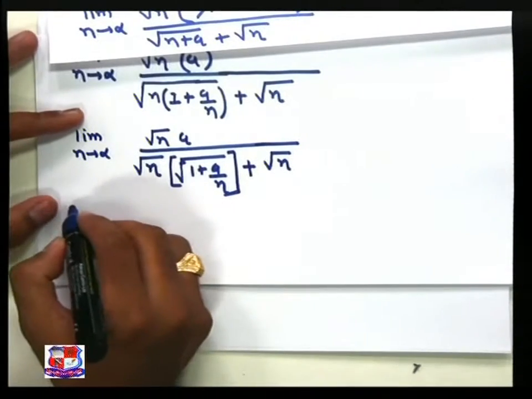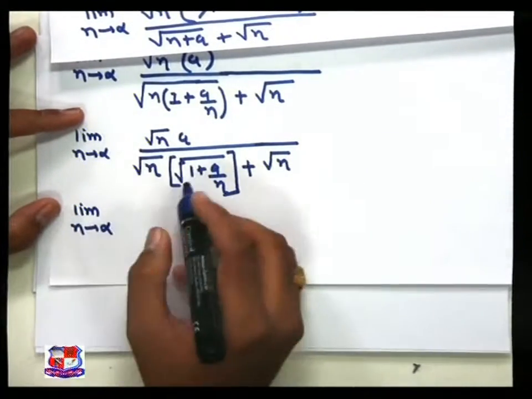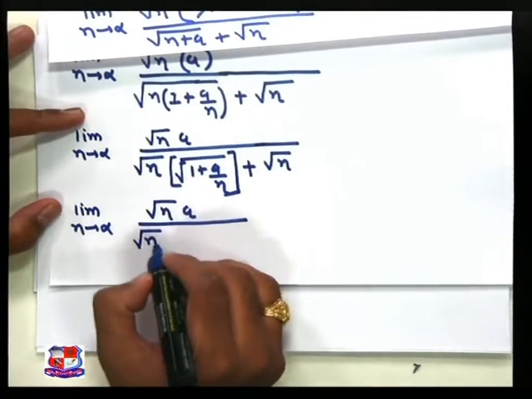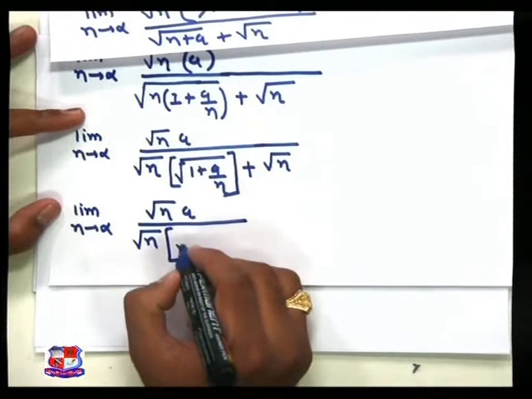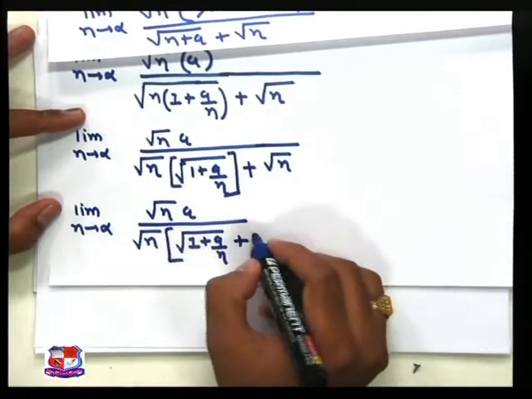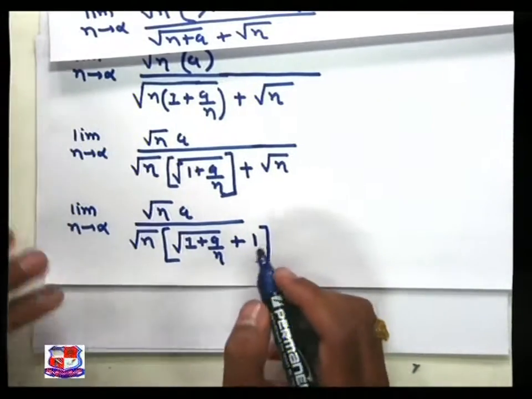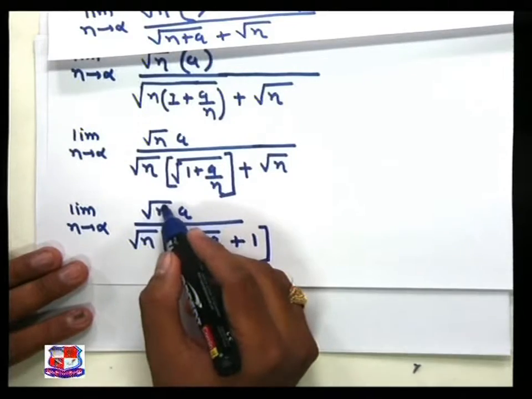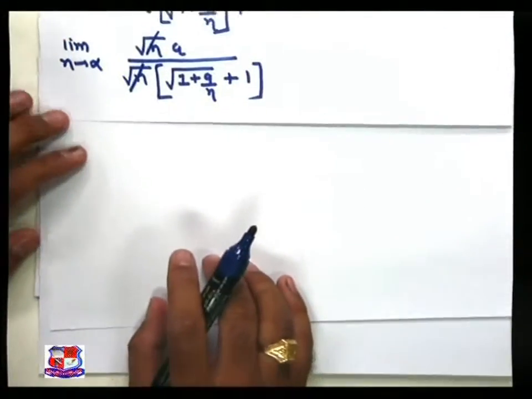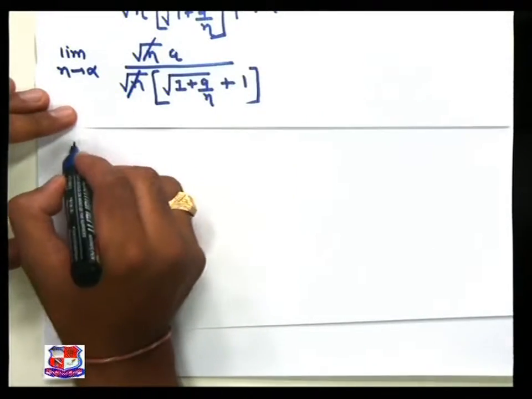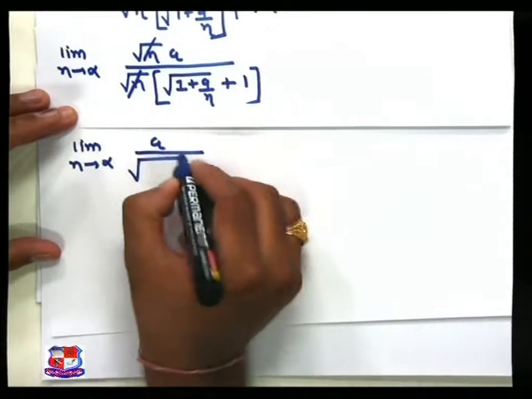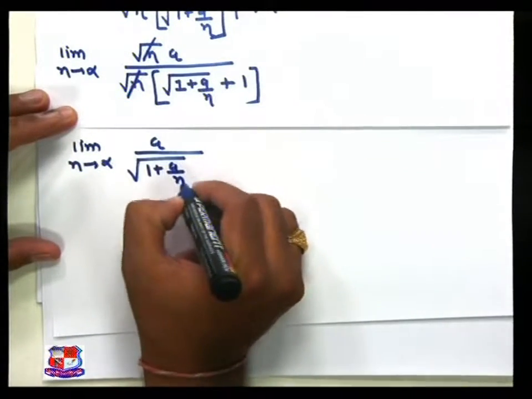So the remaining term is limit n tends to infinity, under root of n plus a divided by under root of n, that is common from both sides, so the remaining term is 1 plus a by n plus, no value, so here that is 1. Now again we want to simplify further: this under root of n and this under root of n both cancel out. So here the remaining term is limit n tends to infinity, the remaining term is only a, and here under root of 1 plus a by n plus 1.